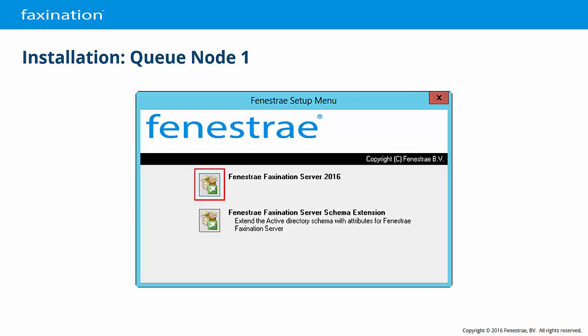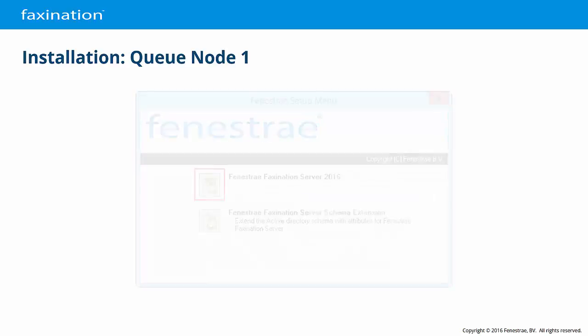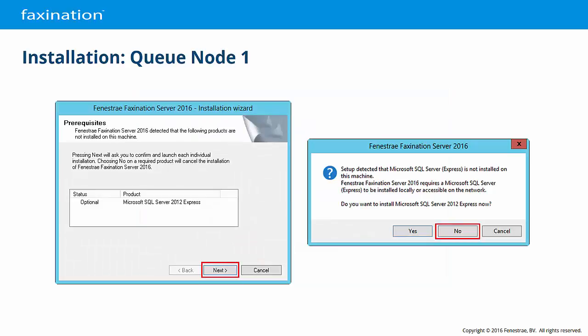After the schema has been extended, which takes less than a minute, or if you don't need to extend the schema, click on the Fenestrae Faxination Server 2016 button to begin the installation. Immediately, the Faxination installer is going to look for a local installation of SQL. We've only installed the SQL Server native client, which gives us the ODBC and OLEDB libraries for native SQL communication. The installer will offer to install a local version of SQL Express. For the purposes of our training scenario, we're assuming that there is already a high availability SQL resource in our environment, and we'll select No.